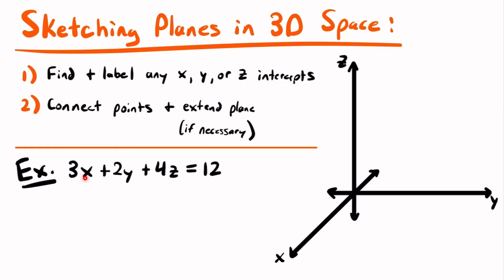And so if we want to find the x-intercept, or where the plane cuts through the x-axis, we just have to set y and z equal to 0 in this equation and solve for x. We want to know what x is when the other 2 coordinates are 0.